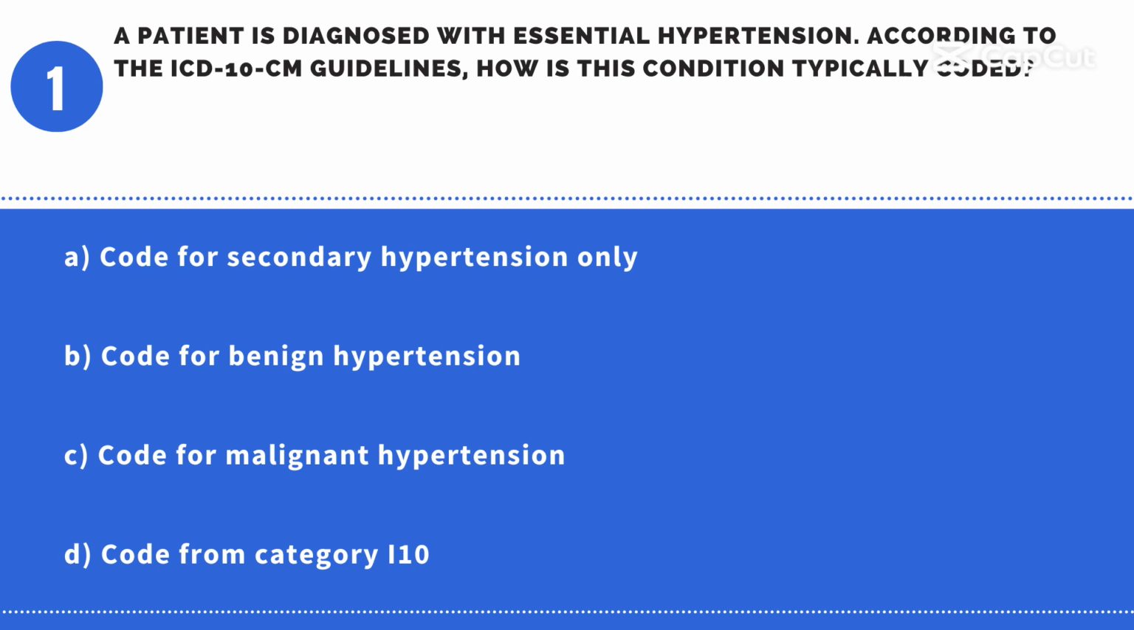Question 1. A patient is diagnosed with essential hypertension. According to the ICD-10-CM guidelines, how is this condition typically coded? A. Code for secondary hypertension only. B. Code for benign hypertension. C. Code for malignant hypertension. D. Code from category I-10.